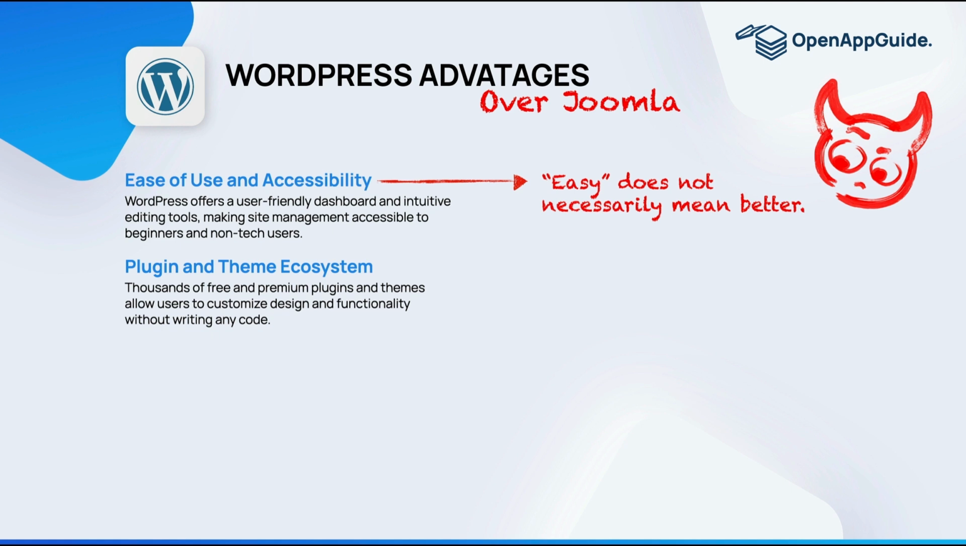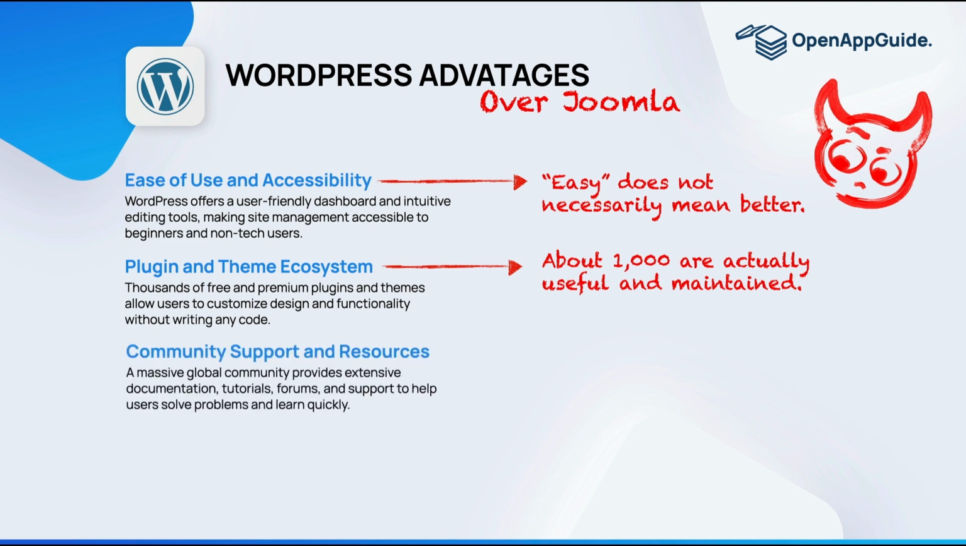Next is the massive plugin and theme ecosystem. WordPress has 55 to 60,000 plugins that can be used to extend and customize your WordPress site. And yes, that's a great advantage over Joomla's much smaller extensions offering. However, Devi says that there's only about 1,000 that are actually getting maintained and are useful. So that may not be as large of an advantage as people think, especially when they're pulling out that big 60,000 plugin number.